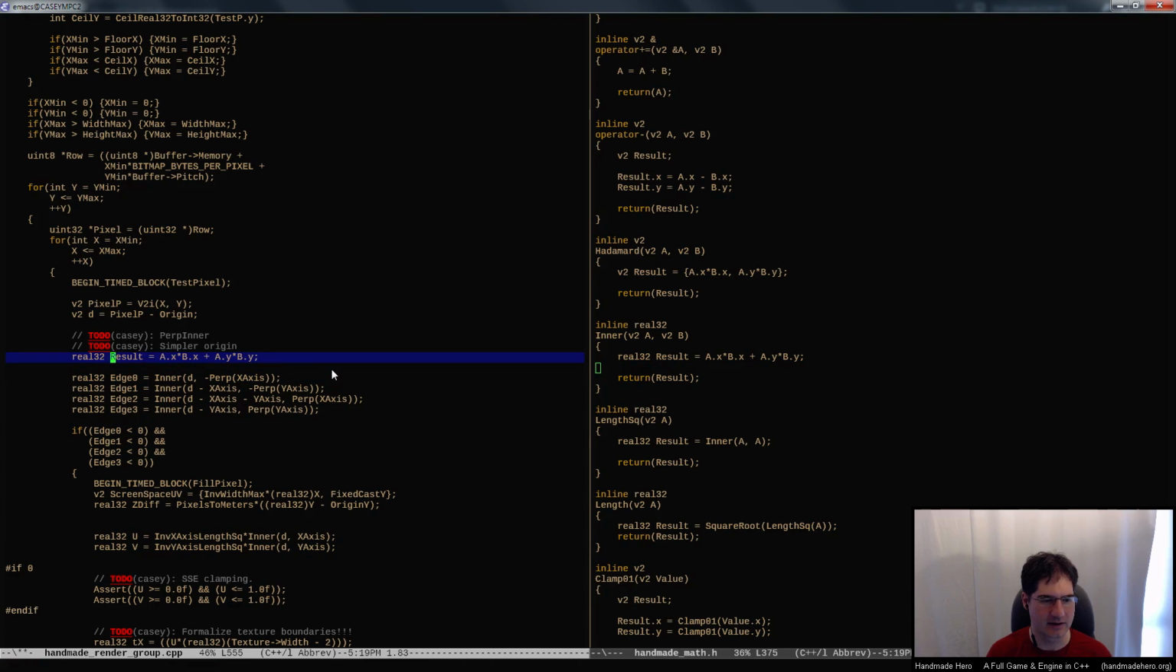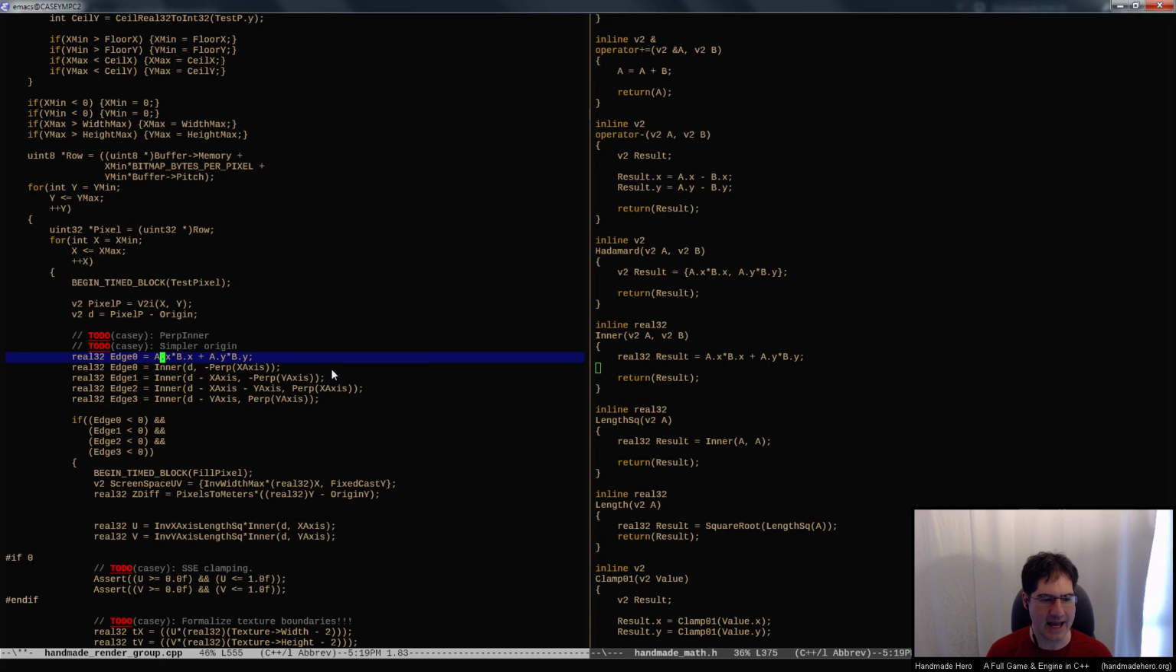So we could say edge 0 equals the inner product, and we know that A is D, and B is just the perp of x-axis. So we know that this term will become negative, and here's x-axis x, and here's x-axis y. Sorry, y, x. You swap them, like so. So we know that's actually all that was computing, and we can cut down the complexity by just looking at that and going, okay, that's just a very straightforward computation.